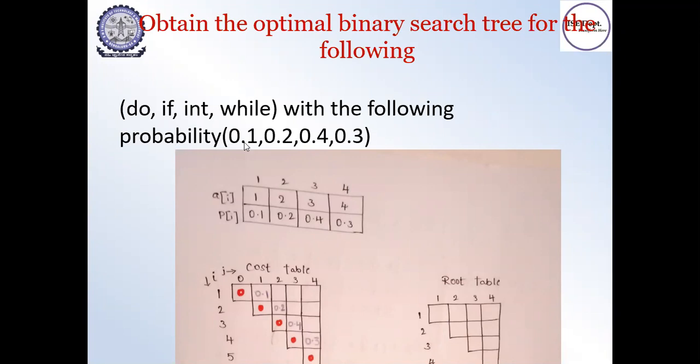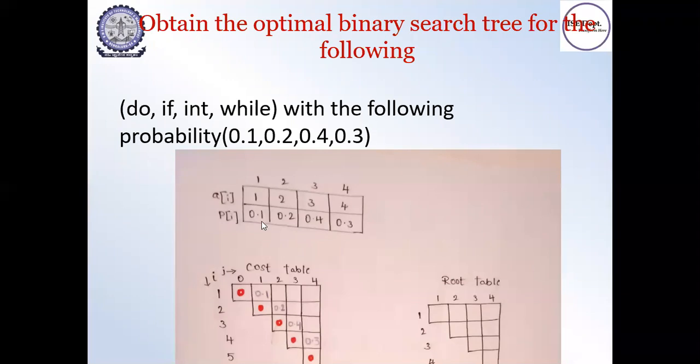So 1, 2, 3, and 4, I will represent it. Then the probability of all these keys is also given: 0.1, 0.2, 0.4, and 0.3. Clear? So this is the problem given. Now what I need to do is find the optimal BST, correct? OBST. I need to find that.